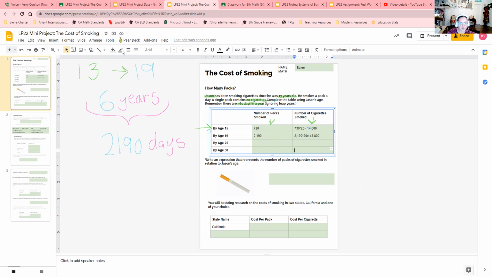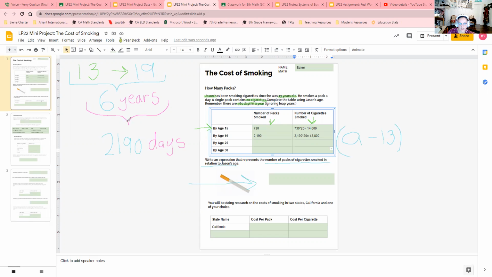Now, we're going to write an expression. We're going to write a math sentence that represents the number of packs of cigarettes smoked in relation to Jason's age. So if we wanted to figure out what those numbers are without having to do the math like this, we're going to think about our process here. The first thing we did was figure out how many years he has been smoking. And we did that by taking the current age. Now, current age could be anything, so I'm going to use A to represent that. So Jason's current age minus the 13 years old that he started smoking. So his current age minus the year he started gives us the number of years he's been smoking.